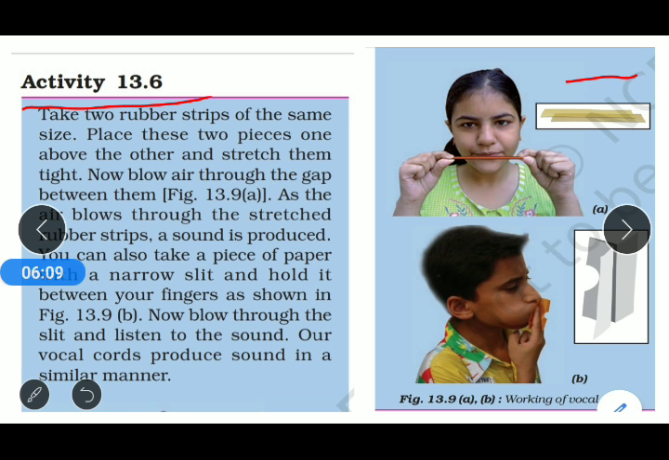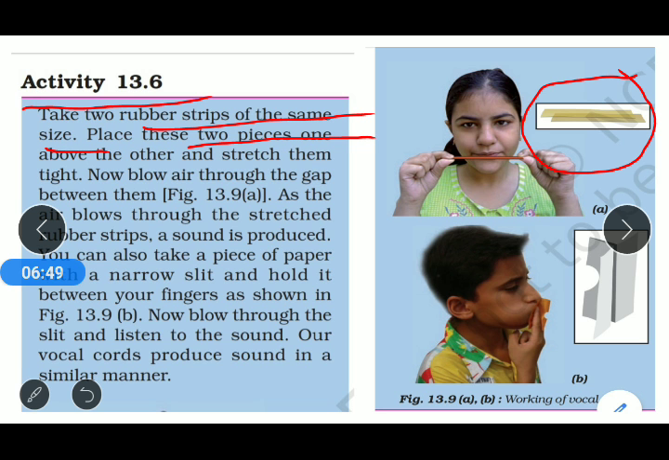13.9a, if we go through the picture of 13.9a, a girl is taking two paper strips and the gap between them is very thin, and when she tried to blow air into it, it produced the sound. So basically what is required in that activity is to take two rubber strips of the same size. You can also take two paper sheets instead, but here we are taking two rubber strips of the same size.